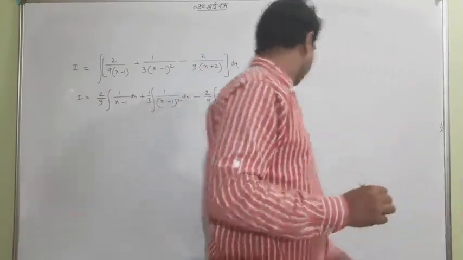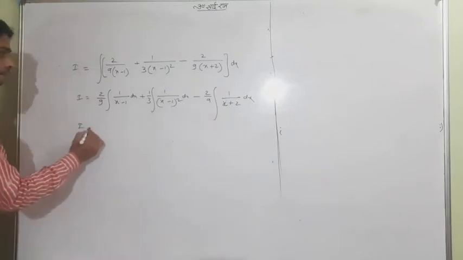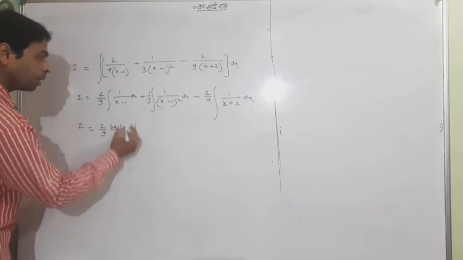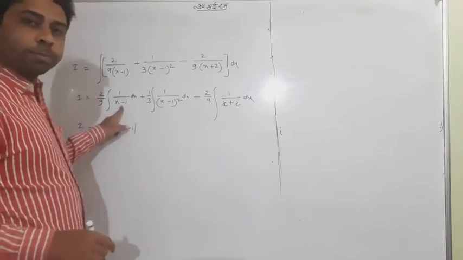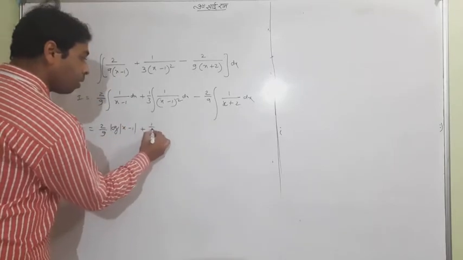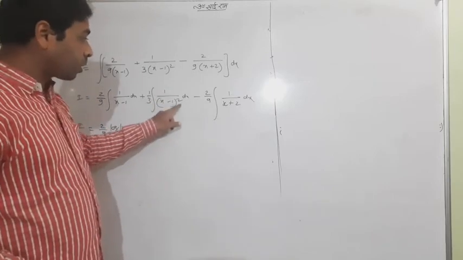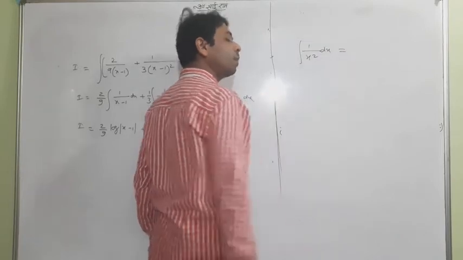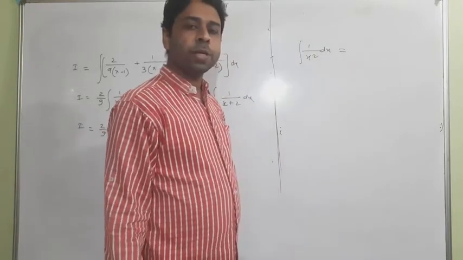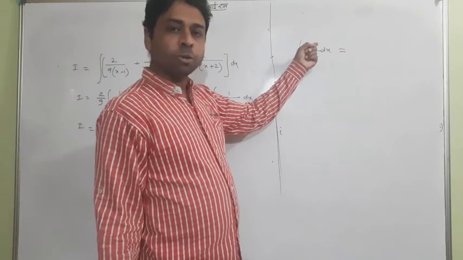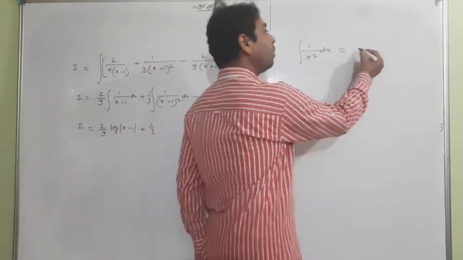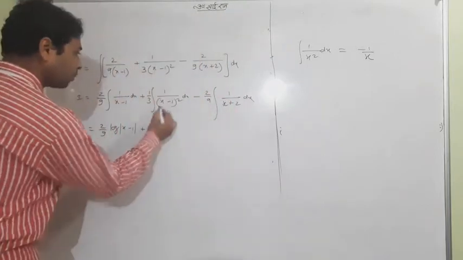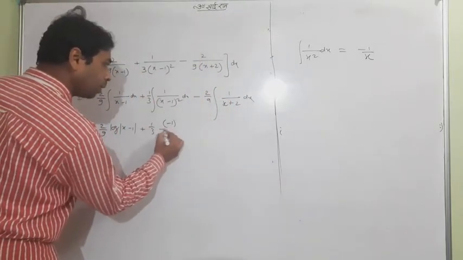What is the integration? 1 upon x minus 1 is log of x minus 1. Why? It's the type 1 by x, a linear term. And look at 1 upon the linear square. You know 1 by x squared, how can this integration be obtained? It is actually x to the power minus 2, and using the power formula, you will get minus 1 by x. It's a standard formula actually. So the answer is minus 1 by x.